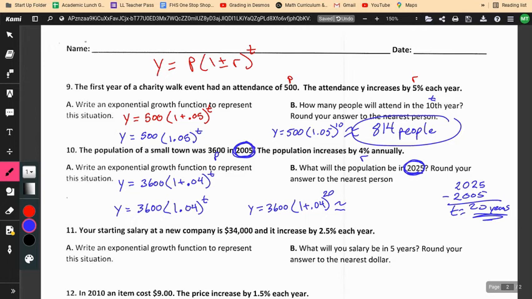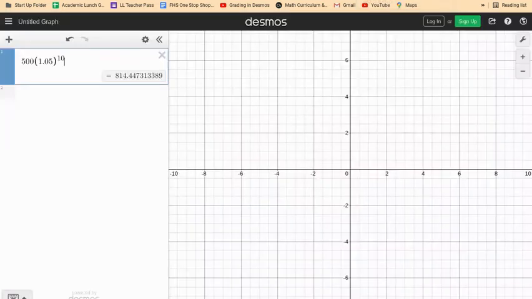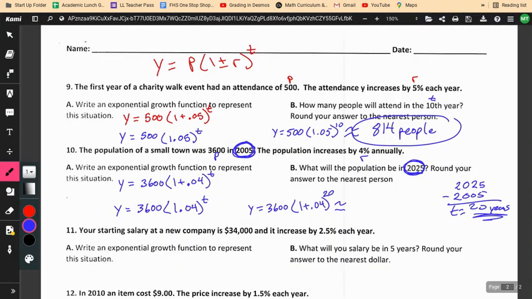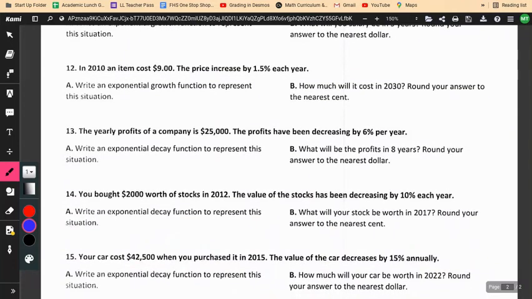Again, because this is people, we're going to estimate to the nearest person. So here I go, 3,600. I said I was going to do the one with plus, raised to the power of 20. So we get 7,888 people. So we're going to just go to the nearest whole number. So we're estimated to have 7,888 people. Okay, and those are two quick increase examples. Okay, and everything's based off of that equation I've been giving you.